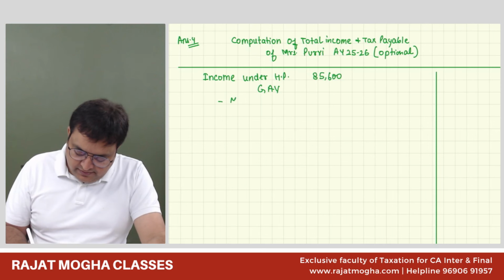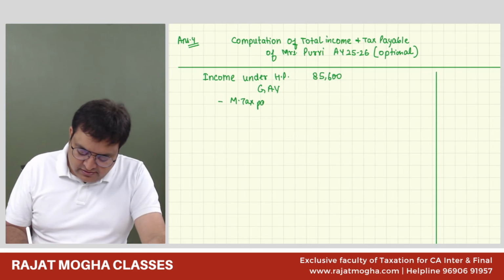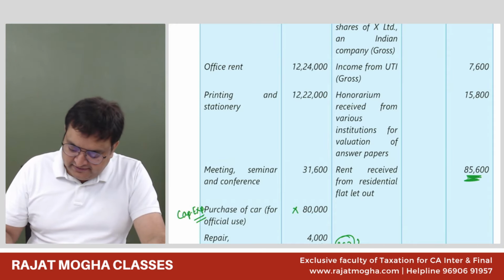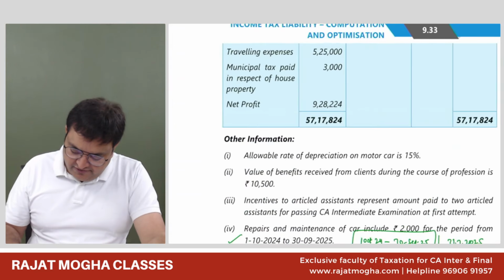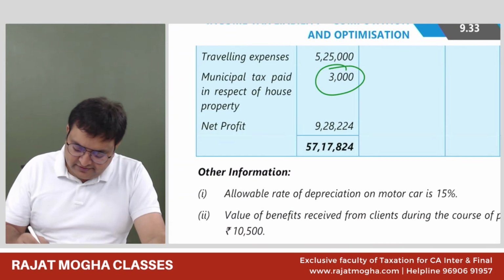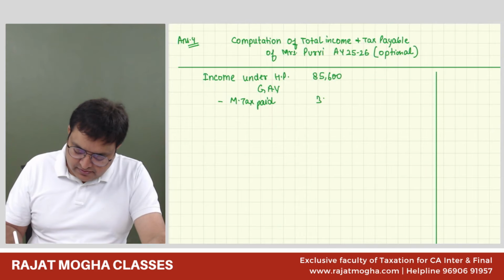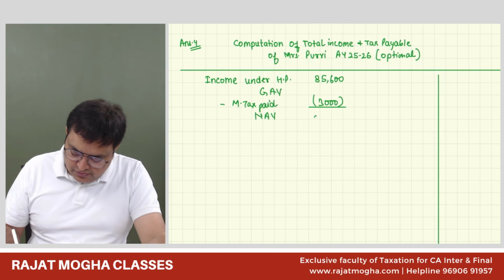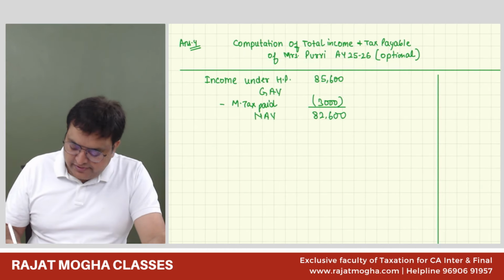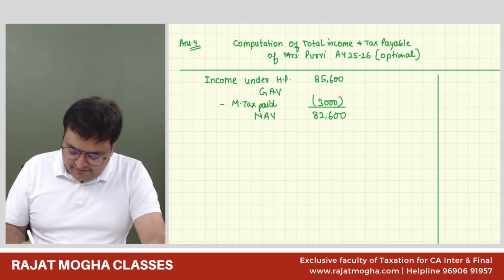Less municipal taxes paid. For house property, municipal taxes also we have paid. So they have mentioned over here 3,000 rupees. So we'll get the NAV 82,600, then minus 24A standard deduction. And if you don't remember the section, that's fine, at a rate of 30%.